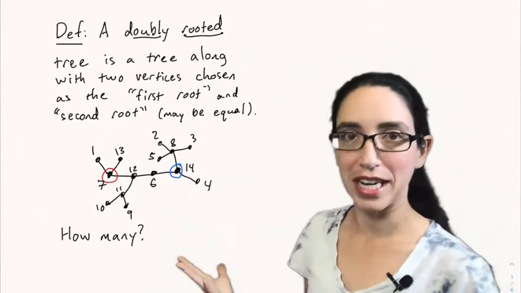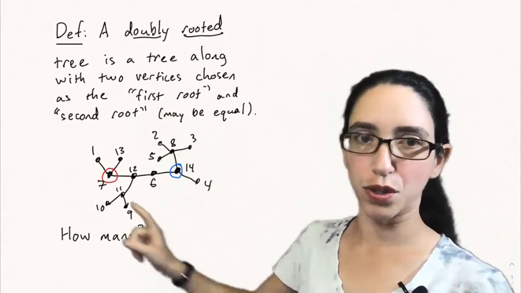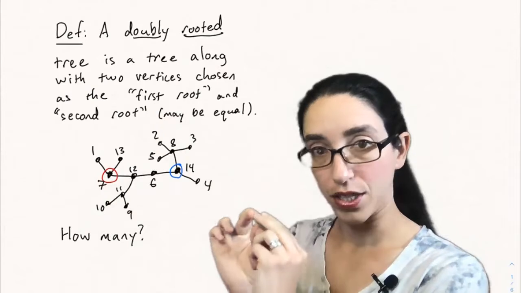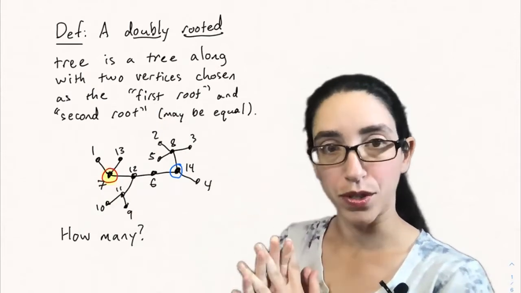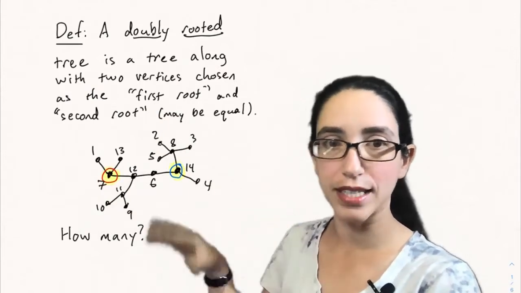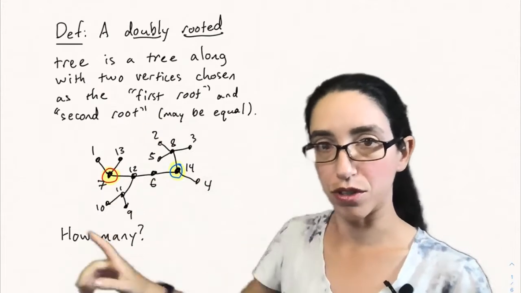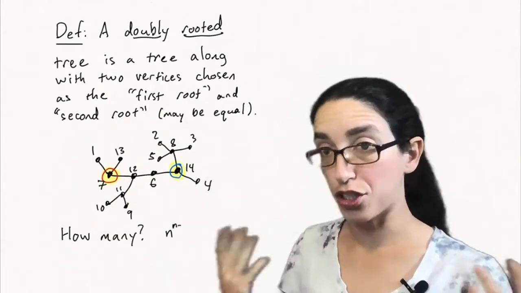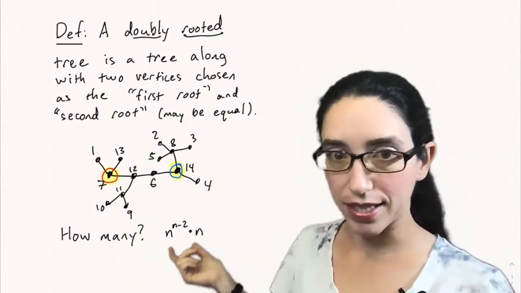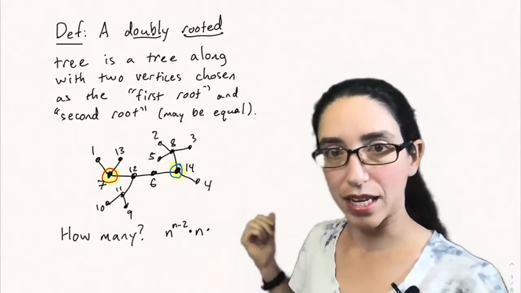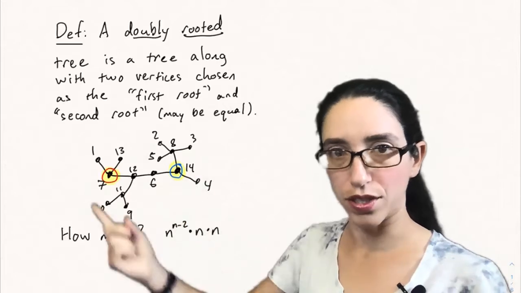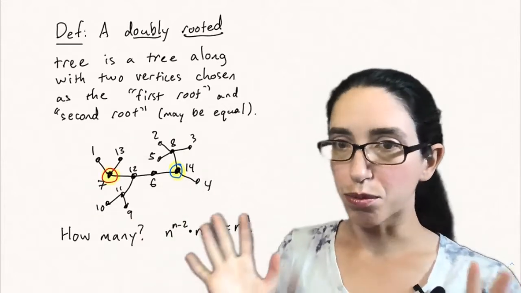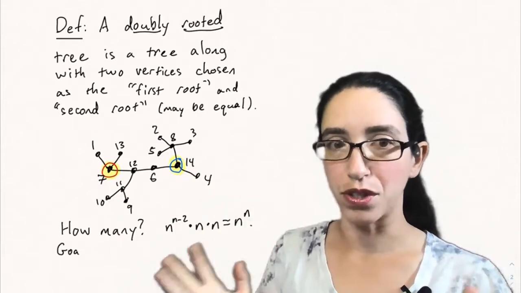So a doubly rooted tree is a tree along with two vertices chosen as the first root and the second root. So let's say we have a red root and a blue root. These red and blue vertices might be equal. So you just choose the red one in n possible ways and choose the blue one in n possible ways once you have your tree. And so altogether, how many possibilities do we have? So again, assuming Cayley's theorem is true, we would have n to the n minus 2 times n, one n for each choice of each root, and that brings it up to n to the n. So it suffices to prove Cayley's theorem to count the doubly rooted trees.